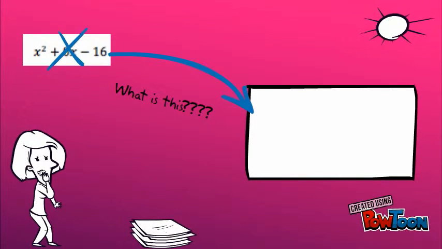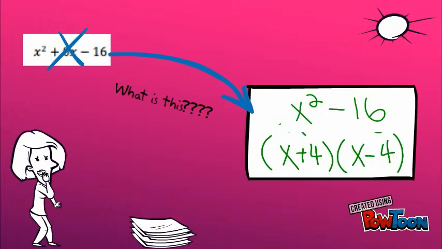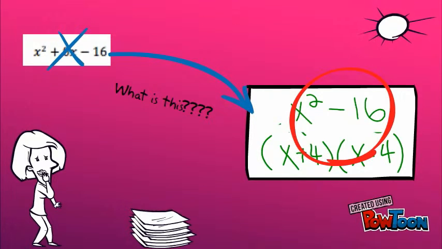If 0x is no longer in my expression, I get x squared minus 16. When I factor, I still get x plus 4 times x minus 4. This is what we call a difference of perfect squares. Keep watching to find out how it works.